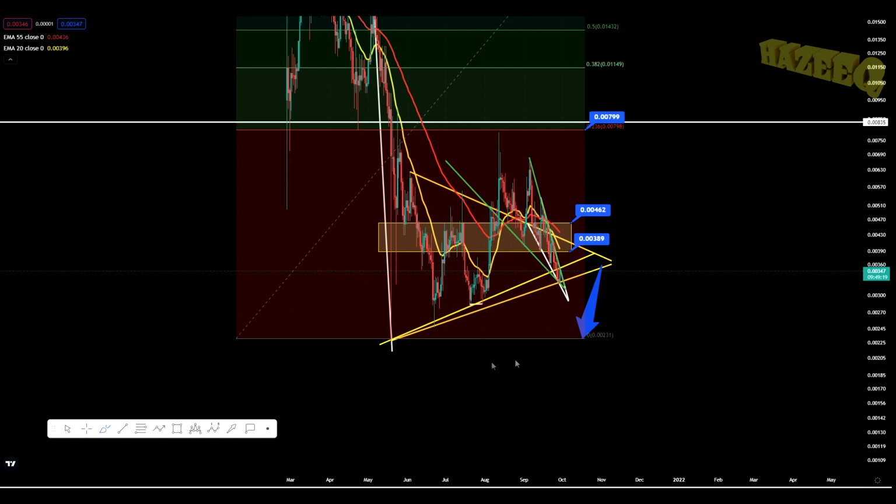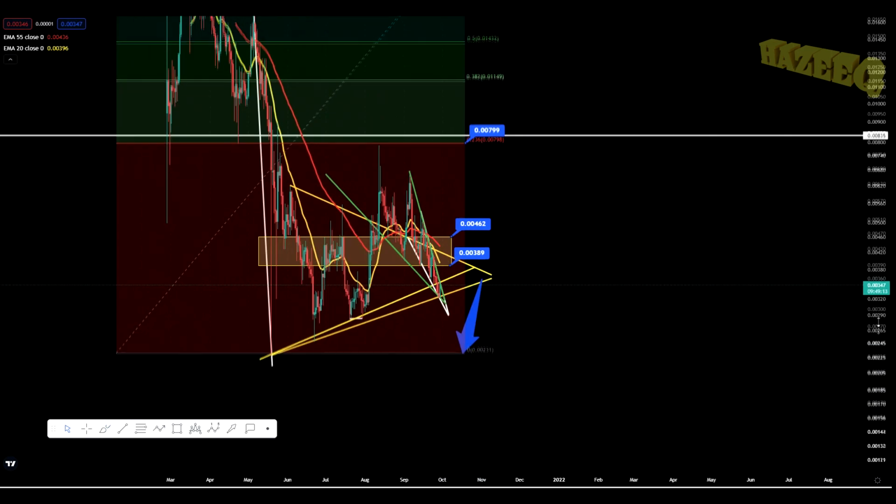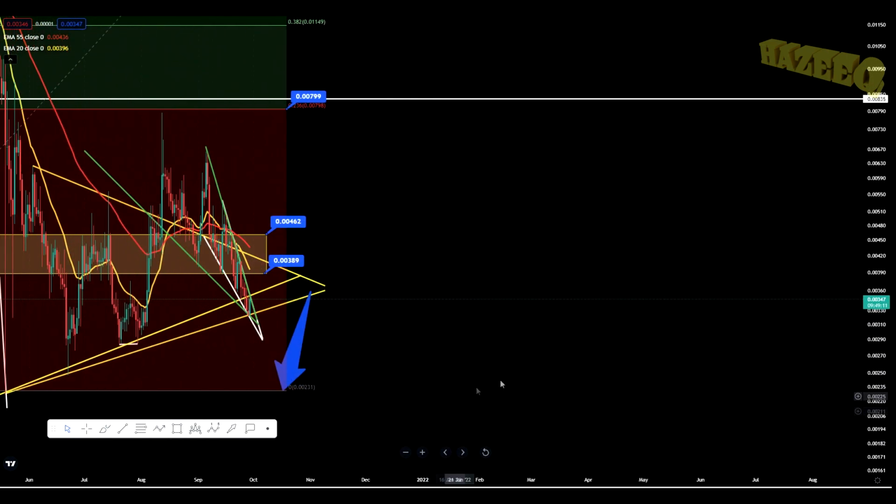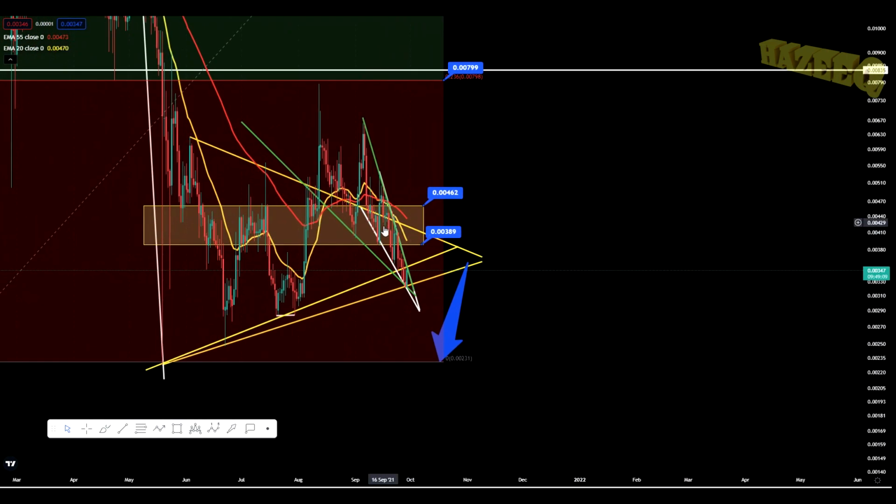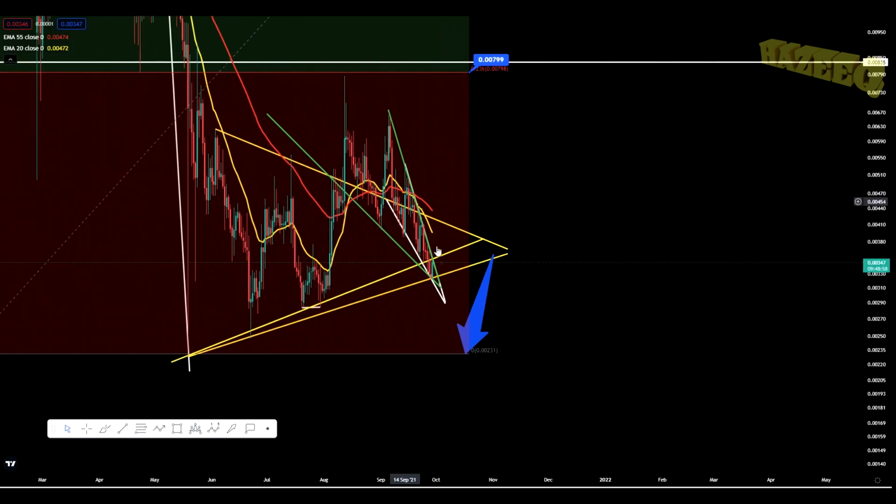But right now, last time I made a video on Sparkpoint, we were just over here in this zone. So I'm going to remove this rectangle because we don't need it anymore. Now, as you can see, we do have a falling wedge. These two lines that I have right now are a falling wedge, and this is a smaller falling wedge within a larger falling wedge, which is the green falling wedge.